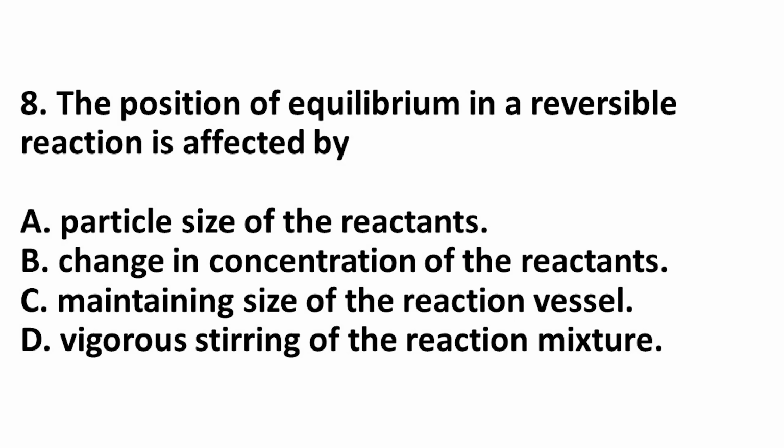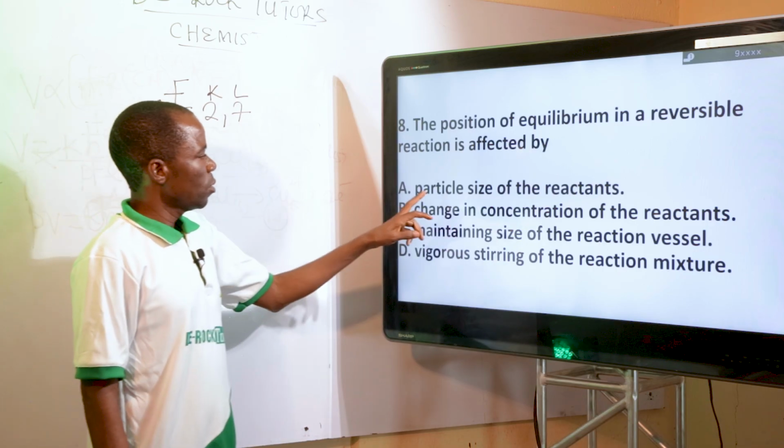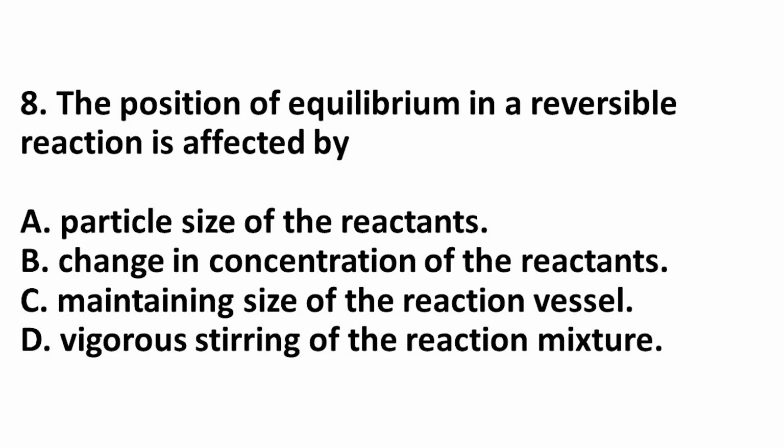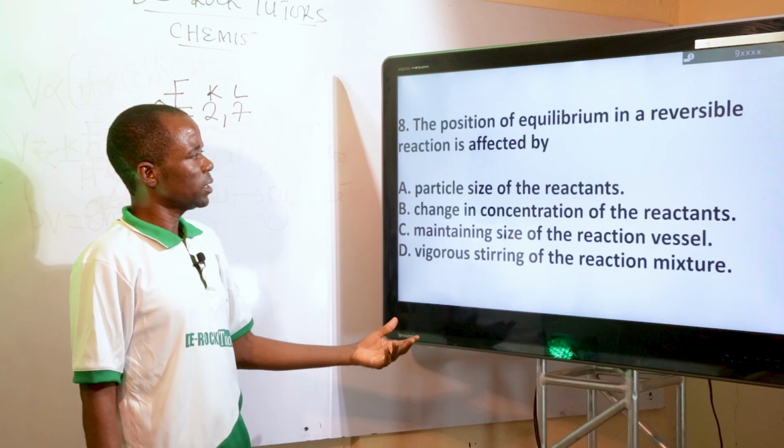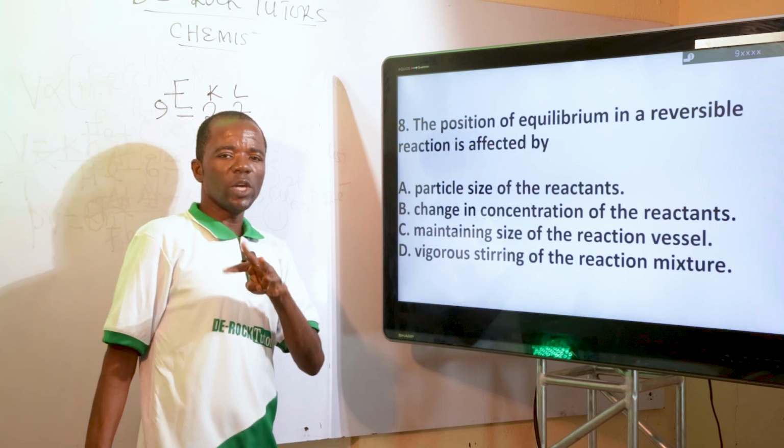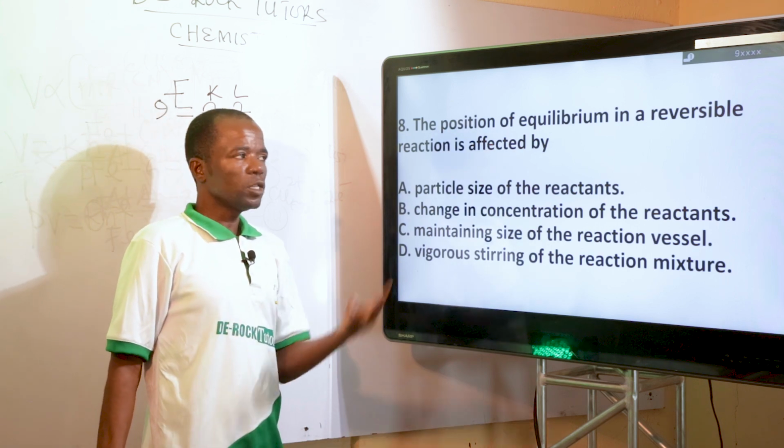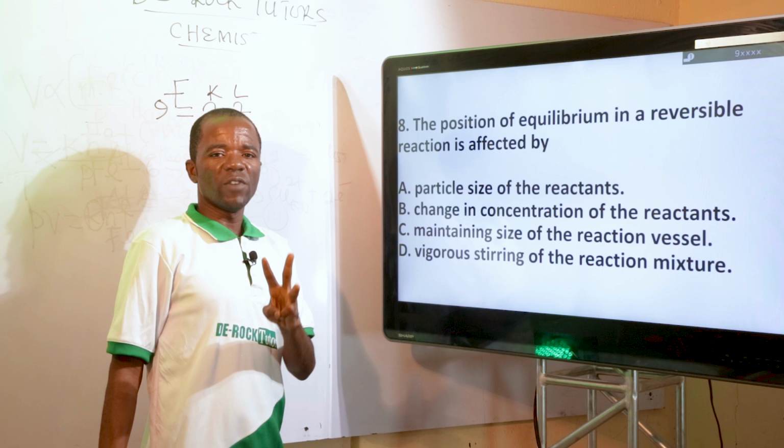The position of equilibrium in a reversible reaction is affected by dash. Particle size of the reactant? The particle size of the reactant does not affect the position of equilibrium. Change in concentration of the reactant, obviously, that's the correct answer, because there are actually 3 major factors that can affect the position of equilibrium in a reversible reaction.